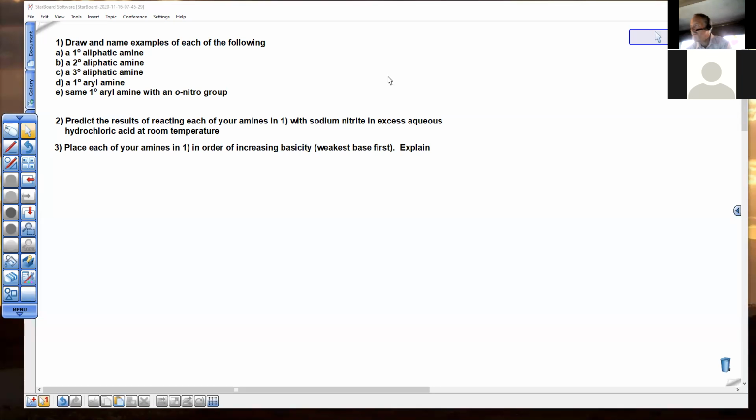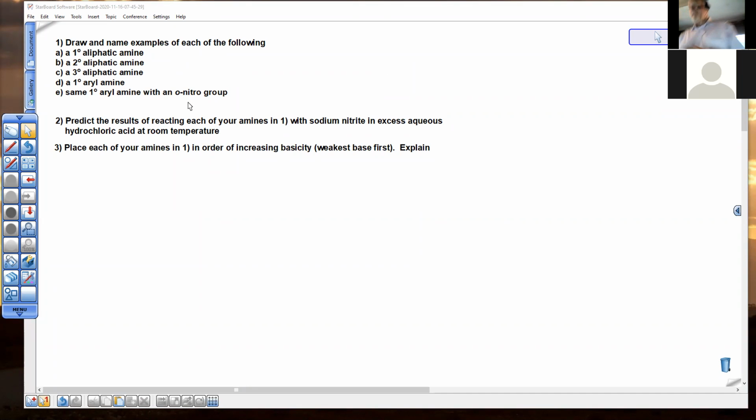Welcome back. We're going to conclude our discussion of amines with a nice summary exercise over here. We're going to draw and name examples of a primary aliphatic amine, a secondary aliphatic amine, a tertiary aliphatic amine, and then a primary aryl amine. And then we're going to redo our primary aryl amine with an ortho-nitro group.